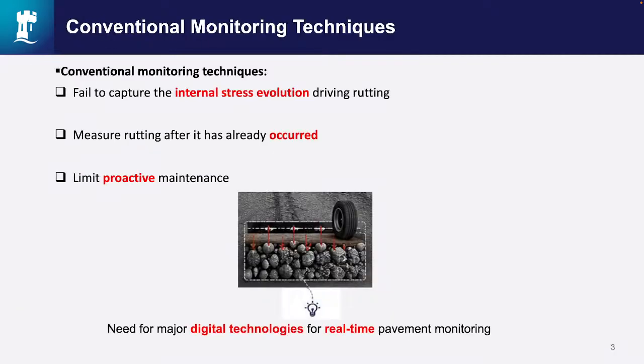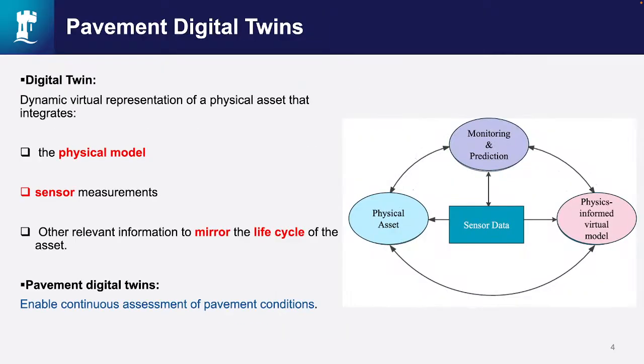In terms of what is currently done, conventional monitoring techniques generally fail to capture the internal stress evolution. Generally, we measure reactively, right? We measure surface defects after they have occurred. And what we need to try to do is get to a place where we can have proactive maintenance, and that's where this study is leading towards.